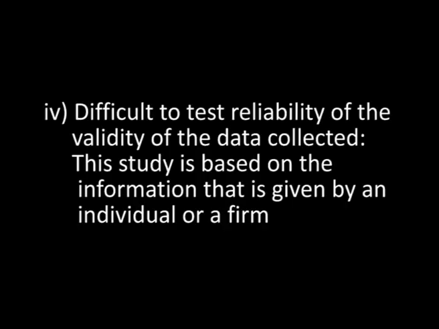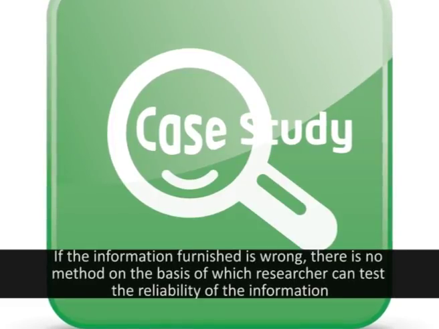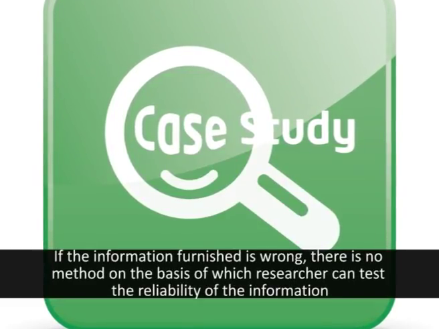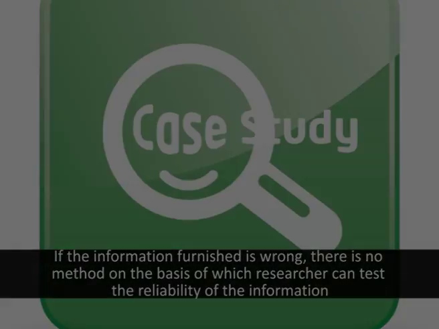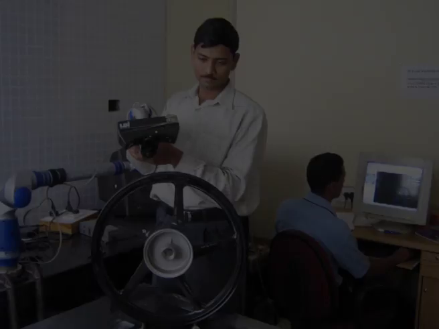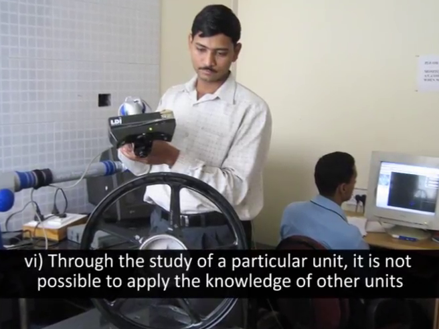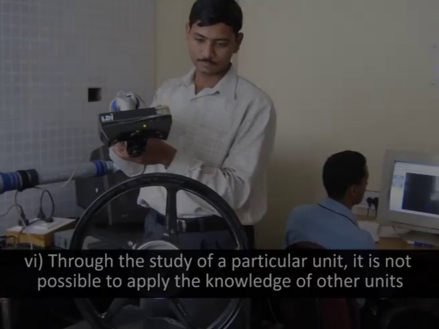Difficult to test reliability and validity of the data collected. This study is based on the information that is given by an individual or a firm. If the information furnished is wrong, there is no method on the basis of which the researcher can test the reliability of the information. Not possible to apply sampling method. In this method, the individual is recognized as a unit and the entire study is concentrated on that unit. It is necessary that the unit be representative of the universe. Through the study of a particular unit, it is not possible to apply the knowledge to other units.